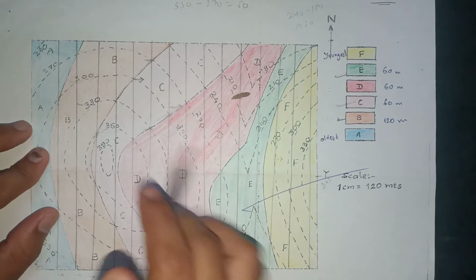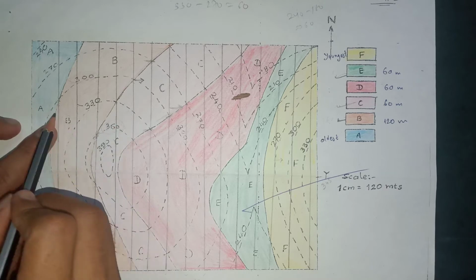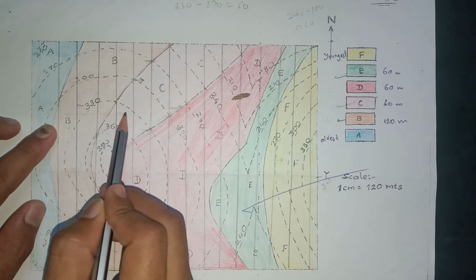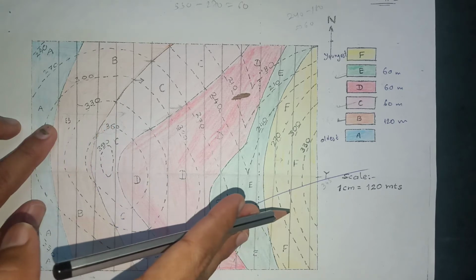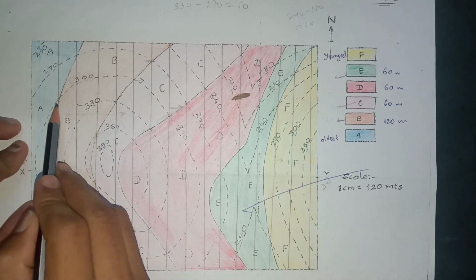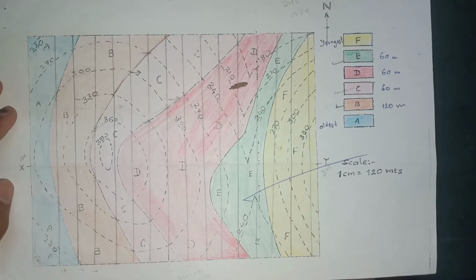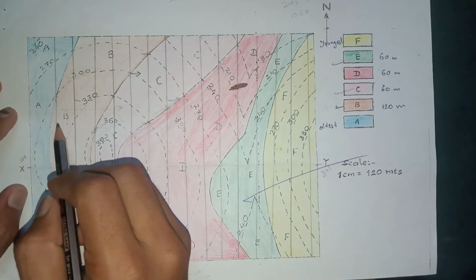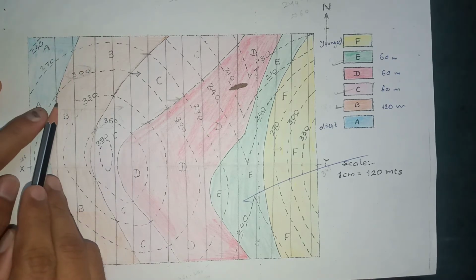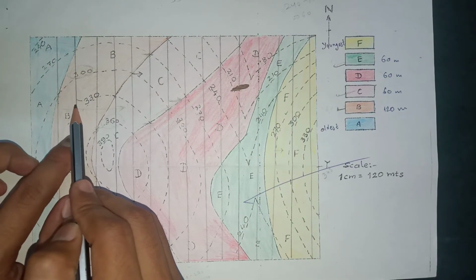Okay, suppose you are going in this way. According to the dip direction, the elevation will be decreasing on this side, because the dip is on this side. Okay, now the strike value of this point is 300. If we move this way, then there will be a decrease in its elevation.